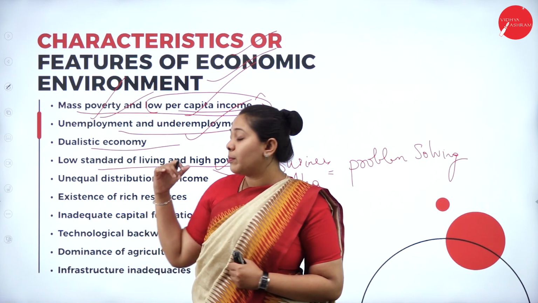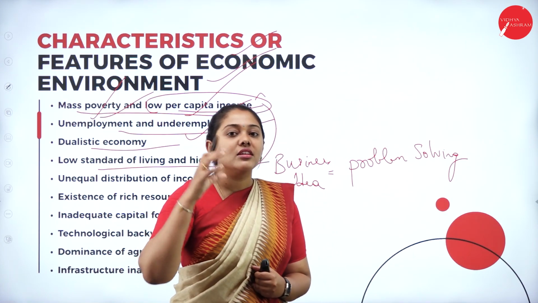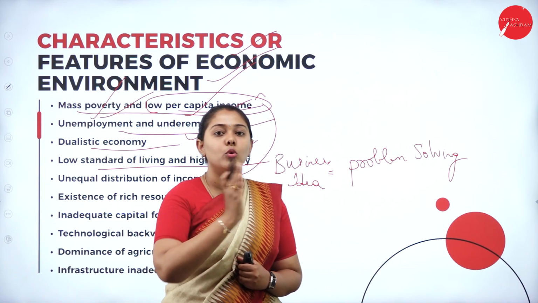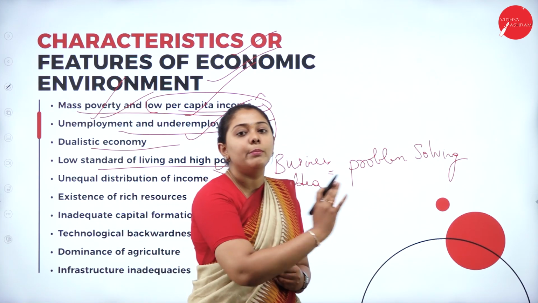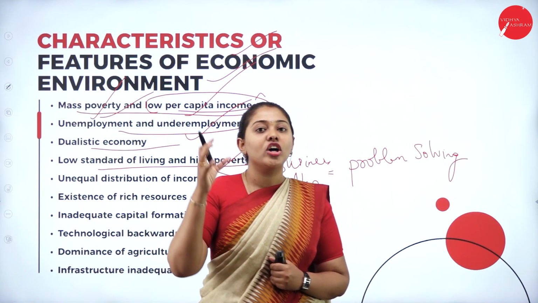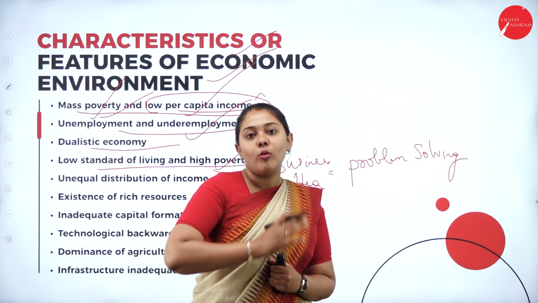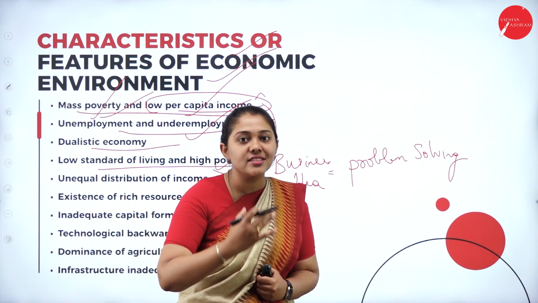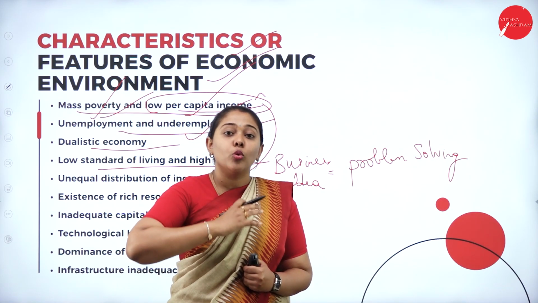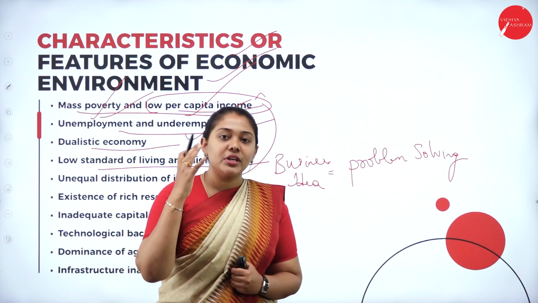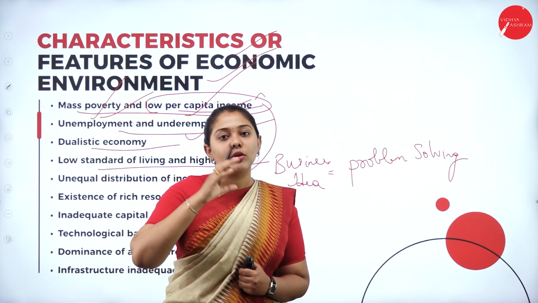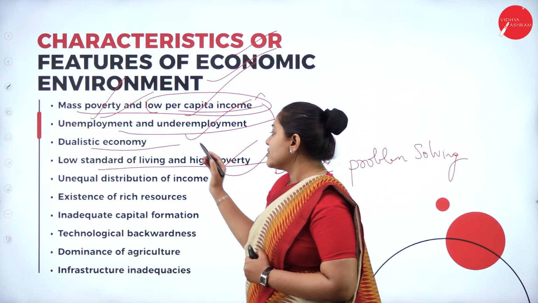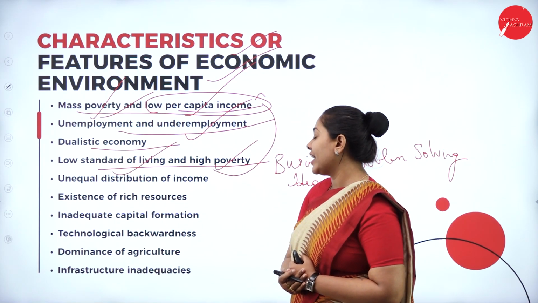To eradicate poverty, the government always focuses on BPL card holders. We have APL card holders, above poverty line, and BPL, below poverty line. The government always focuses on those below the poverty line, giving them groceries and food at a subsidized price. They wanted to eradicate poverty, so the government is still focusing on them in order to bring a good economic standard. So this is low standard of living and high poverty.